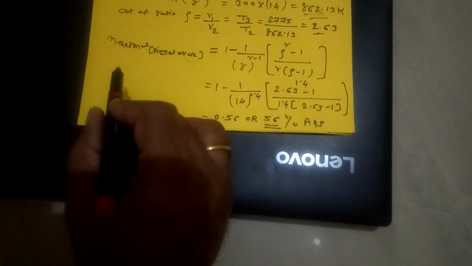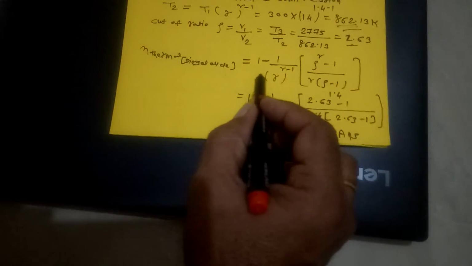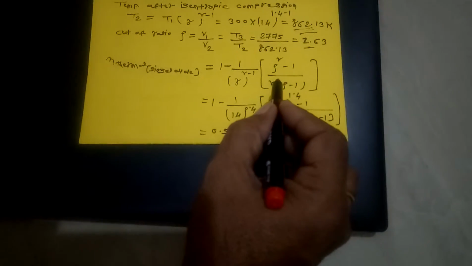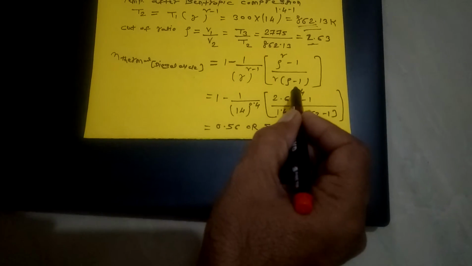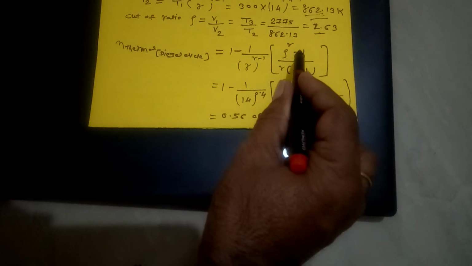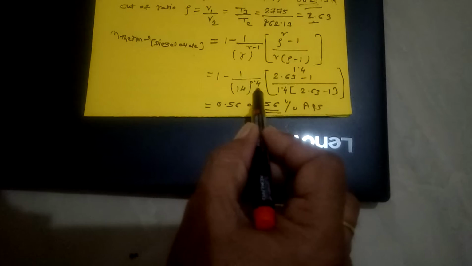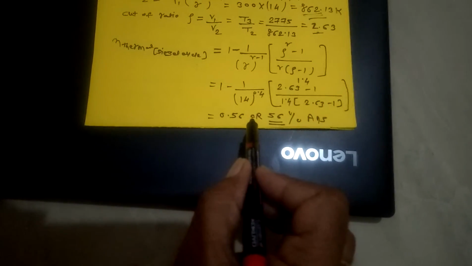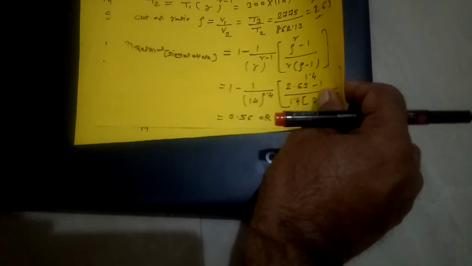So by using the thermal efficiency formula, that is 1 minus 1 upon r to the power gamma minus 1, in bracket, rho to the power gamma minus 1 divided by gamma in bracket rho minus 1. So this is the formula to calculate the efficiency of a diesel cycle. So put all the known values in this equation and get the answer, that efficiency comes 0.56 or 56%. So this is the first answer we have received.